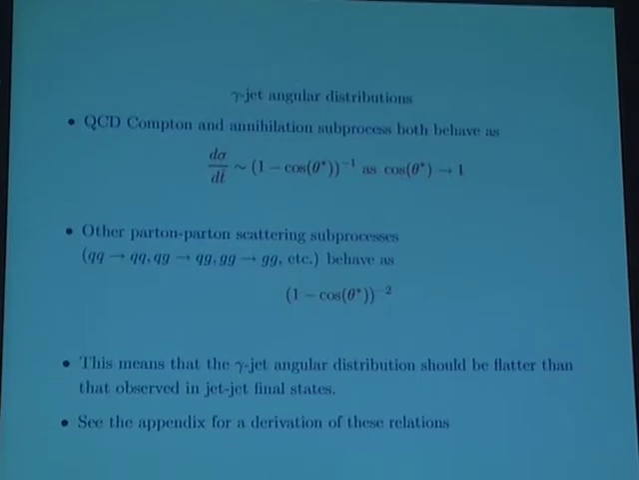Contrast that to the standard quark-quark, quark-gluon and gluon-gluon processes, which all have components which correspond to gluon exchange. They behave as 1 minus cosine theta to the power minus 2. So jet production angular distributions are expected to be much steeper in the limit that cosine theta goes to 1 than the direct photon subprocesses. Again, see the appendix where I've shown you how to derive those particular relations.